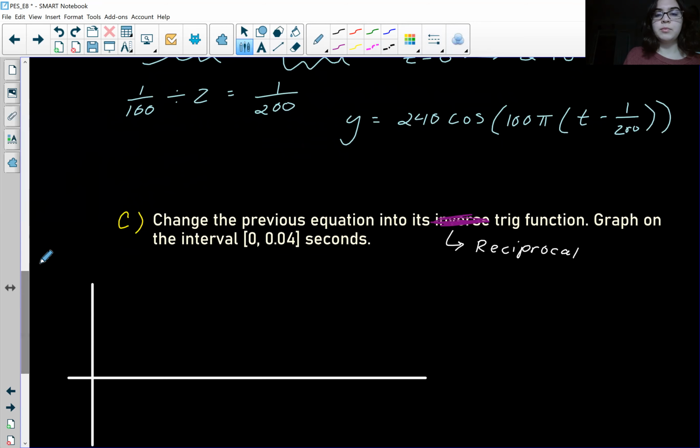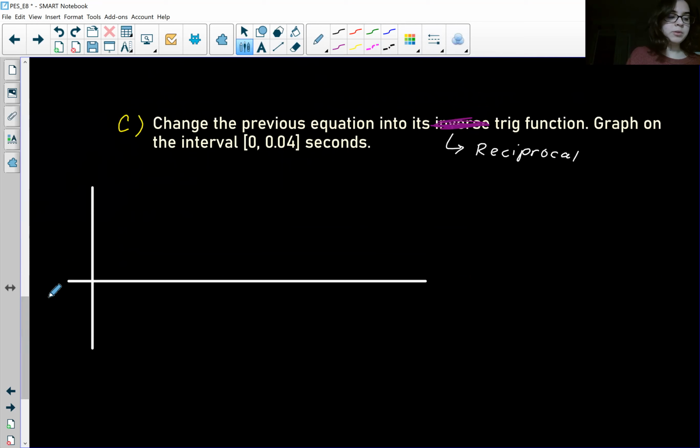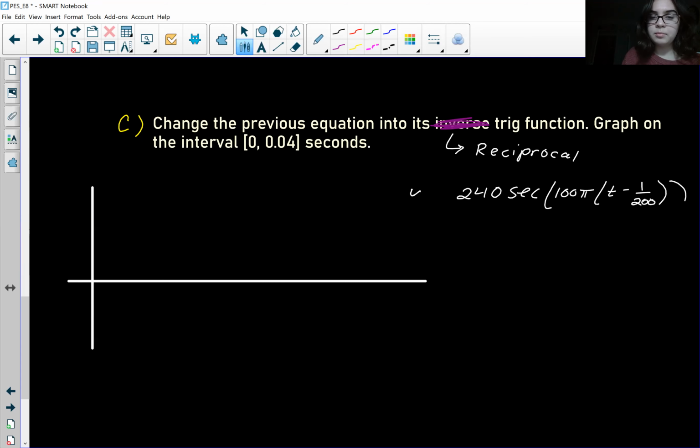So in the last part, we had a cosine equation. The reciprocal of cosine is going to be secant. So we're doing 240 secant of 100 pi, and then everything else stays the same.